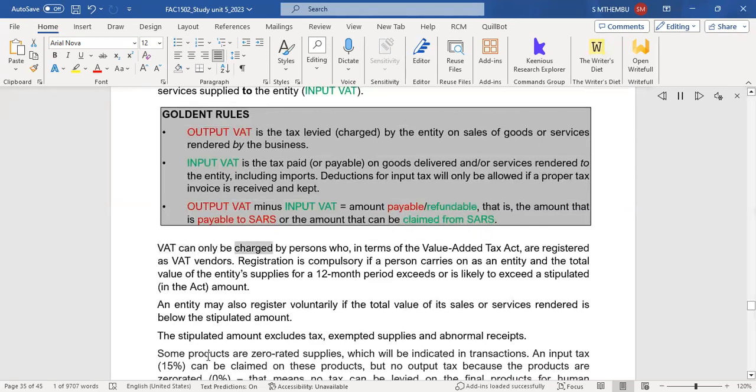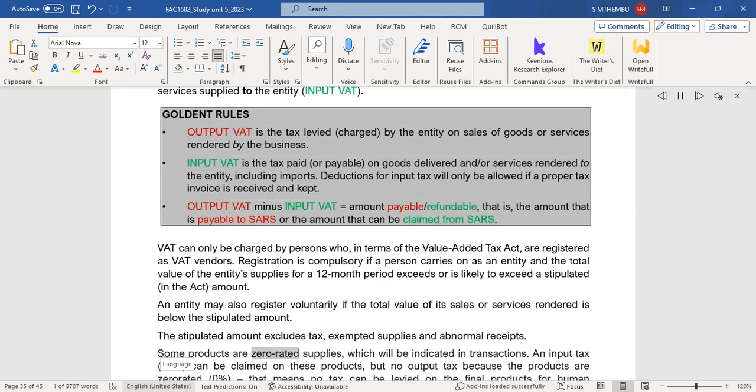VAT can only be charged by persons who, in terms of the Value-Added Tax Act, are registered as VAT vendors. Registration is compulsory if a person carries on as an entity and the total value of the entity's supplies for a 12-month period exceeds or is likely to exceed a stipulated, in the Act, amount. An entity may also register voluntarily if the total value of its sales or services rendered is below the stipulated amount. The stipulated amount excludes tax, exempted supplies, and abnormal receipts.